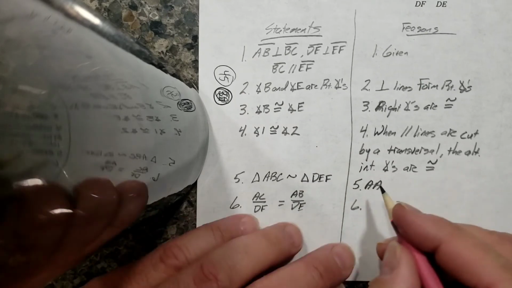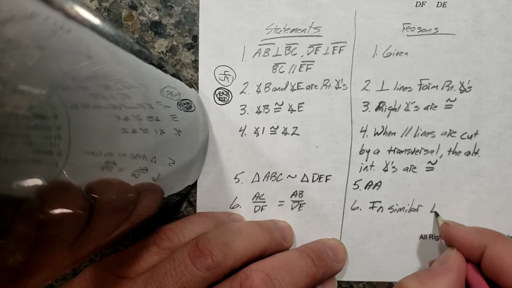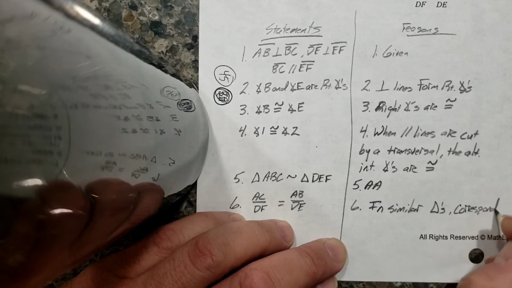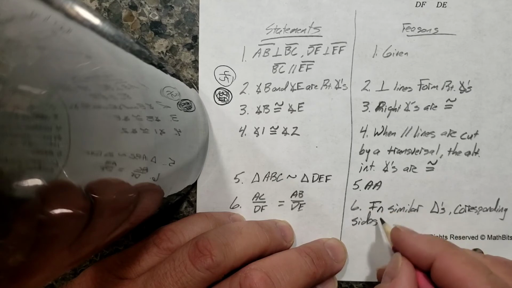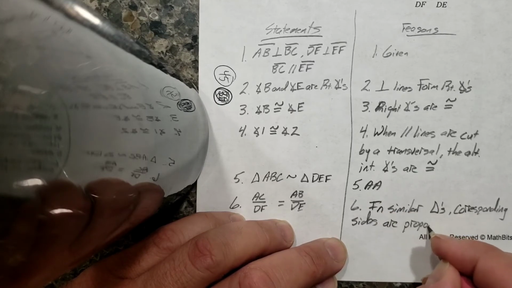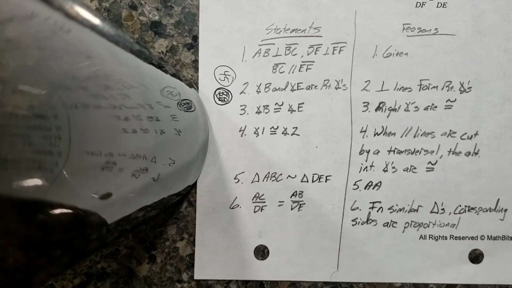And the statement is, in similar triangles, corresponding sides are proportional. You've got a proportion, so say that they are proportional. And there is your first proof.